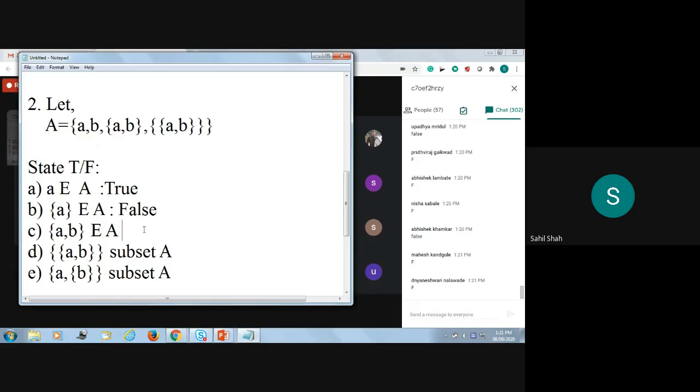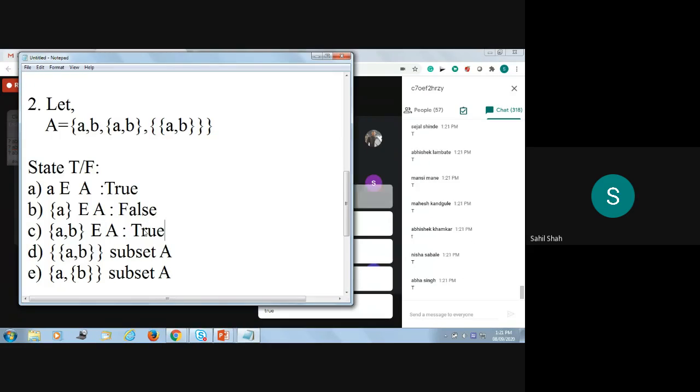Third one, c. Element {a, b} belongs to A. Yes, now I think you are observing a difference. What is the difference? I am observing a, b within the curly braces. Now both are belonging to this. So this one is true. Fourth one.